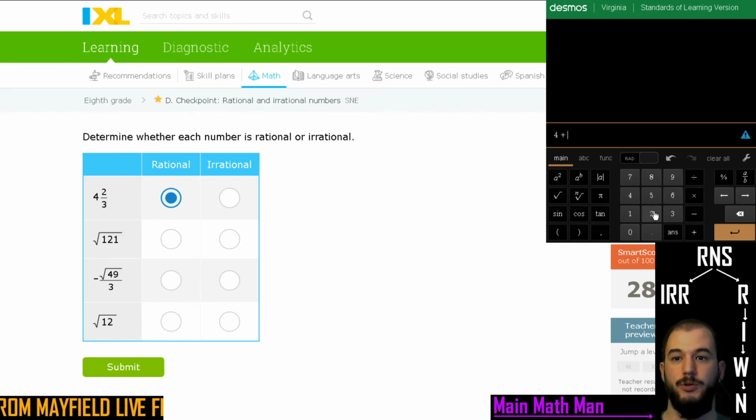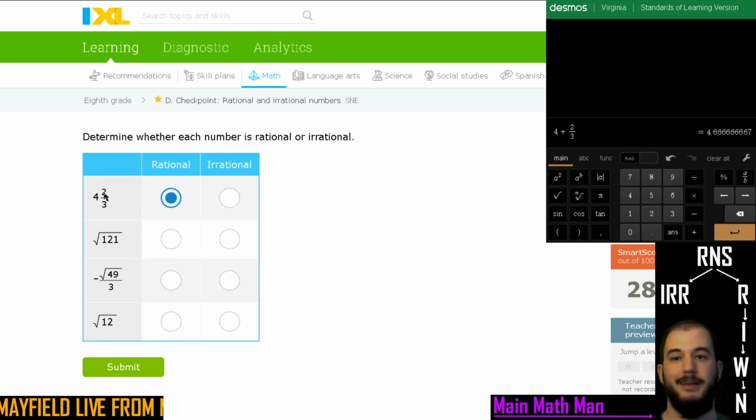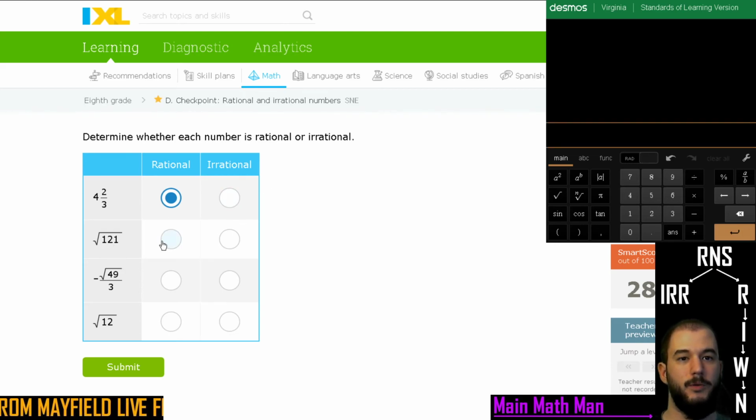And we have 2 over 3. So again, it does not end. However, it does repeat. It has all those 6s in there, and it has that pattern. It's a fraction. It's a rational number. For that next one, we have the square root of 121. That should be 11, so let's check it out. Boom. I know my perfect squares, which are rational.